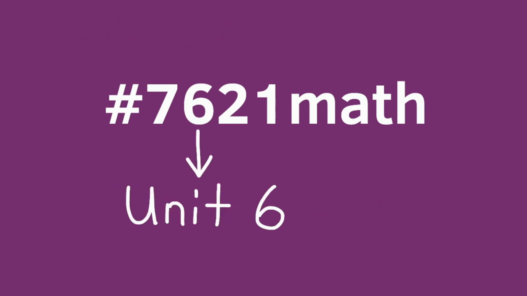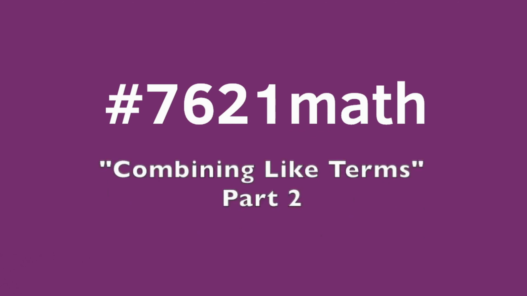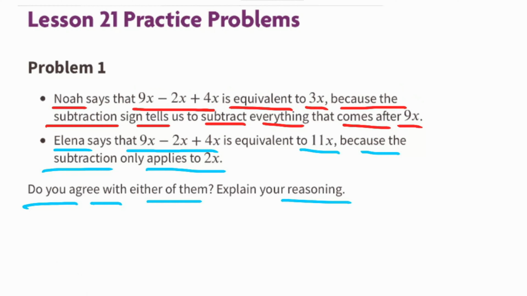7th grade, Unit 6, Lesson 21, Illustrative Mathematics. Combining like terms, Part 2. Problem number 1. Noah says that 9x minus 2x plus 4x is equivalent to 3x because the subtraction sign tells us to subtract everything that comes after 9x. Elena says that 9x minus 2x plus 4x is equivalent to 11x because the subtraction only applies to 2x. Do you agree with either of them?